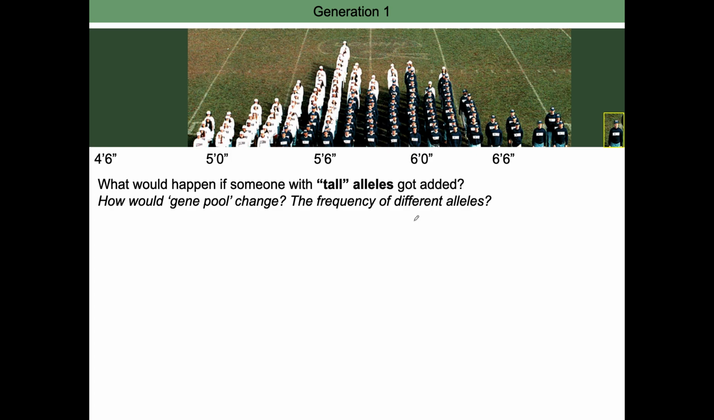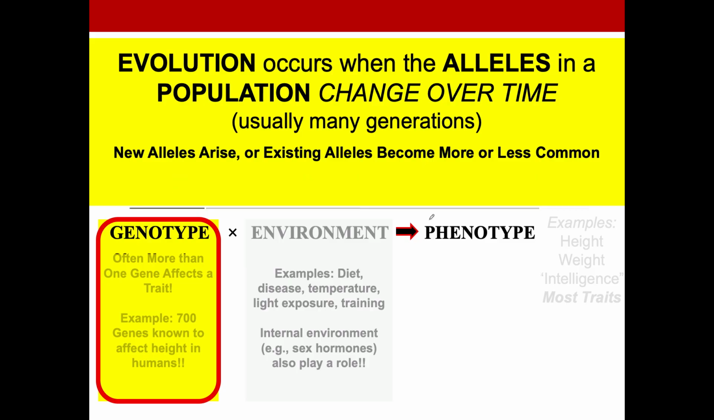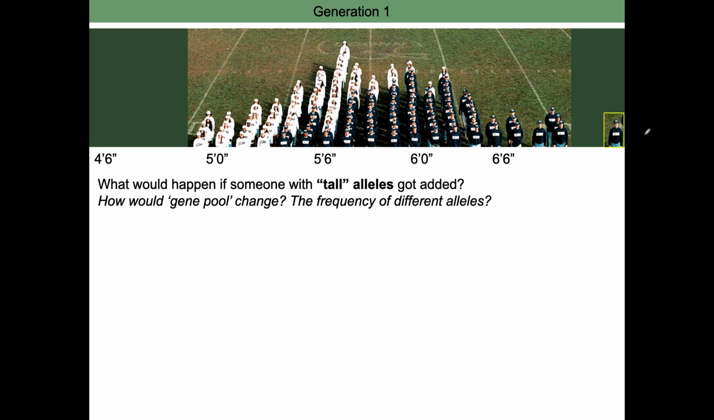It would probably increase the frequency of different alleles related to being taller. So allele frequencies might change. And guess what? If alleles are changing, that's a form of evolution. Now, this hypothetical example where you tell some new tall people to line up with this group, that's not really evolution, right? But we're thinking about evolution in terms of the entire species. But we can use this as a kind of toy example.